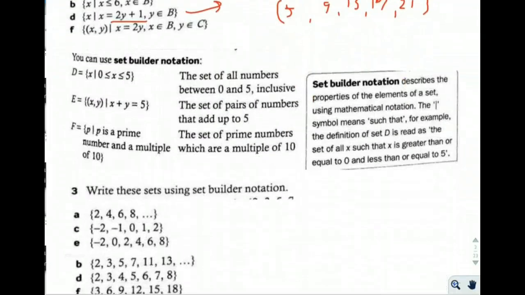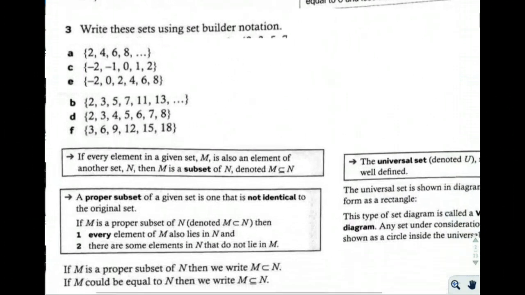Okay, set builder notation, which we've been using a little bit here, is, you put the variable x or y or whatever, and then you put a vertical line, which means such that, and then you put the conditions afterwards. So for example, x is between 0 and 5, or the sum of x and y is 5, or p is a prime number. So let's try to express some of these with set builder notation.